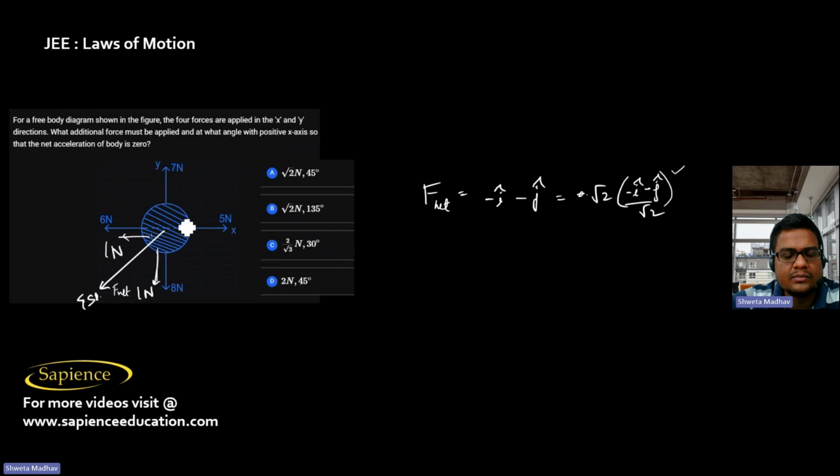This is the net force, but it is told how much additional force should be applied so that the net acceleration of the body is 0. So it means the force that should be applied is equal to √2, and it should act at an angle of 45 degree with the positive x-axis. So √2 Newton should be applied at an angle of 45 degree with the x-axis. So option A is the correct answer.